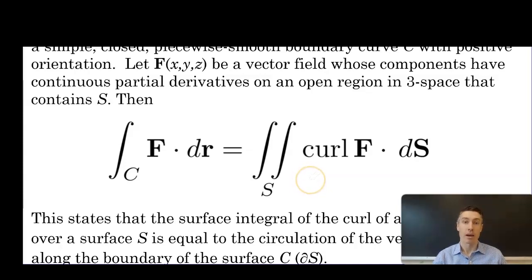Now from a mathematical point of view, the reason this works is because curl is like a derivative of a vector field. We're integrating a derivative operation, which brings back the fundamental theorem of calculus. The integral of a derivative leaves us with the original function, which in this case is the vector field f.